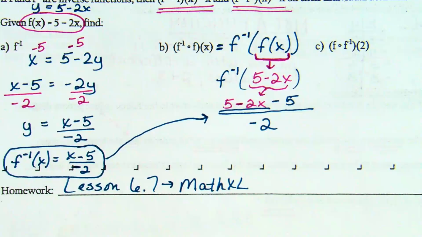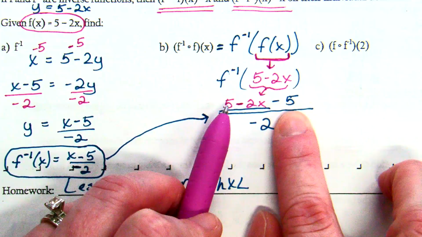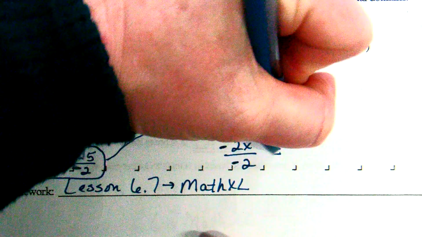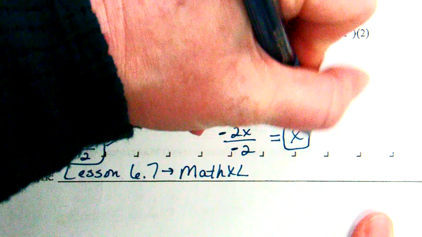Now, do some cleanup. In that numerator, I have 5 minus 2x minus 5. What's 5 minus 2x minus 5? Negative 2x, because 5 minus 5 cancels. So I have negative 2x divided by negative 2. What is negative 2x divided by negative 2? x. What did we propose this answer was going to be? x.